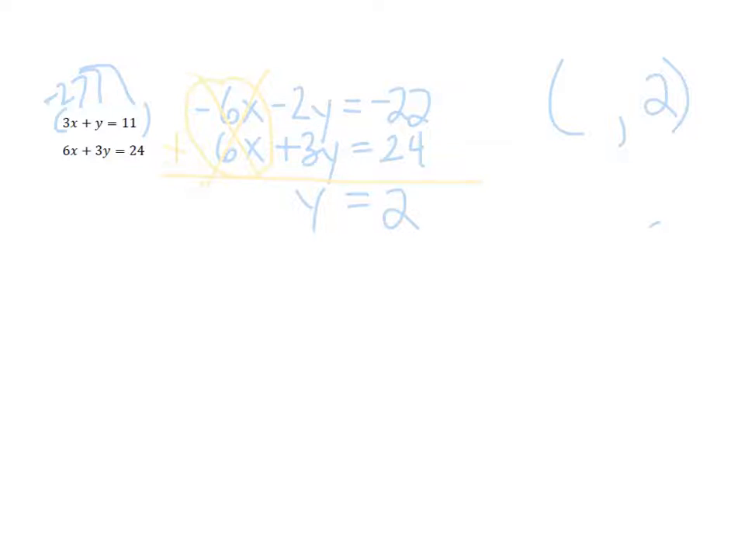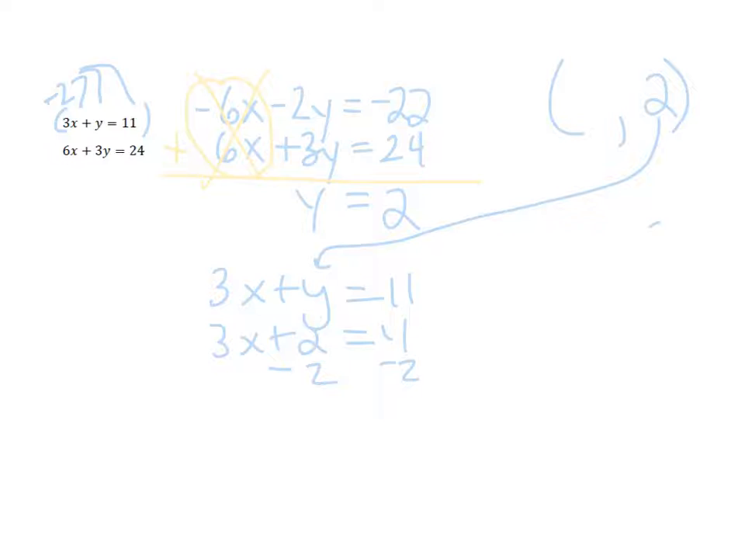So you have to go back to one of your original equations. The top one is smaller and has less work, so I'm going to work with that one. So I have 3x plus y equals 11. You're going to take that y and plug it in. So 3x plus 2 equals 11. Subtract 2, you get 3x equals 9. Divide by 3, you get x equals 3.